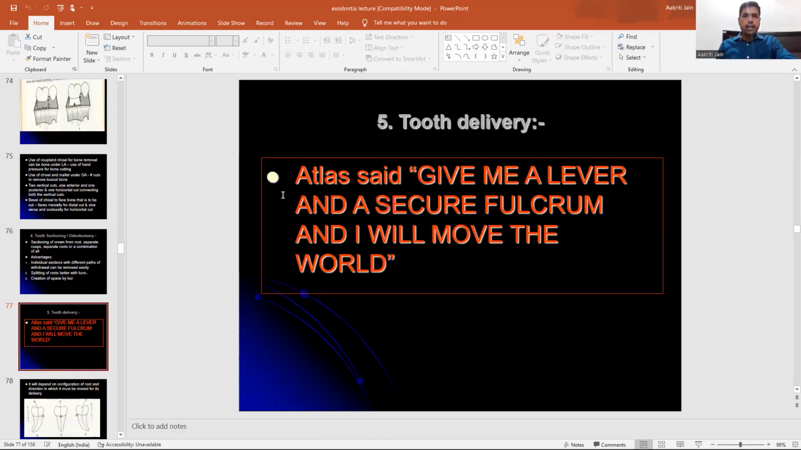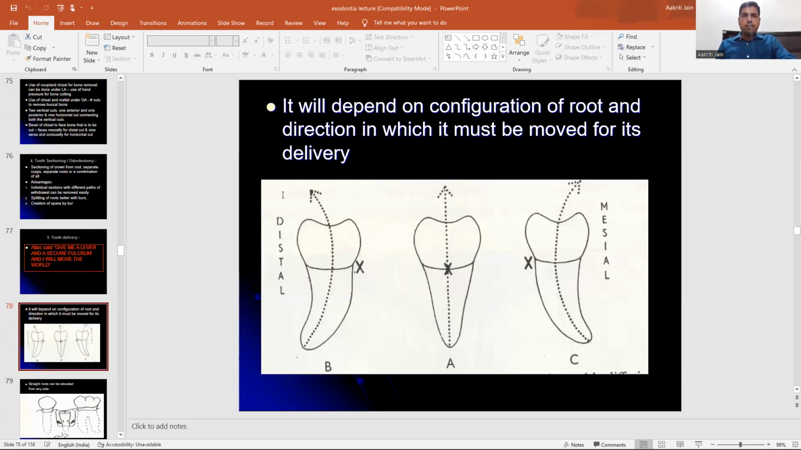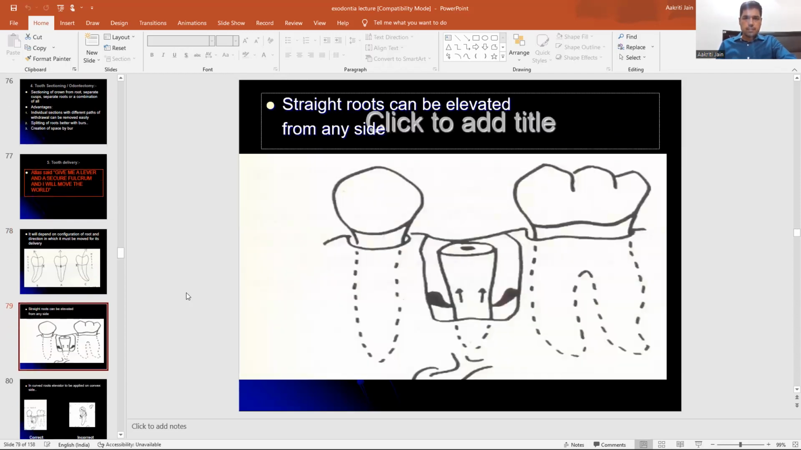Now the tooth delivery. Atlas said, "Give me a lever and a secure fulcrum, and I'll move the world." It will depend on the configuration of the root and the direction in which it must be removed for the delivery. These are the mesial and distal directions, and this is the vertical direction. Straight roots can be elevated sidewise. This is how you apply the sidewise pressure and deliver the tooth out or the fractured root out.